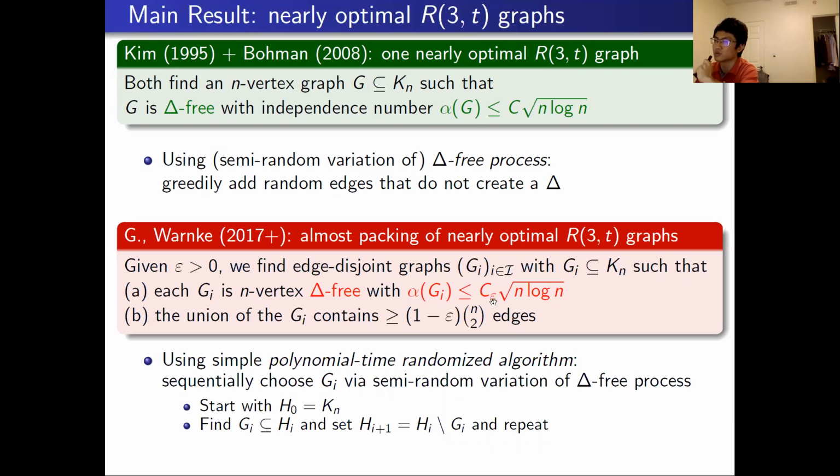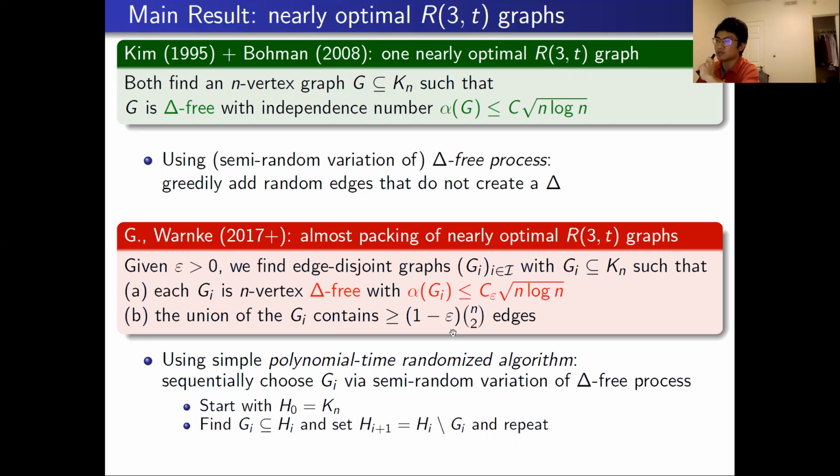So this graph behaves like the graph found by Kim and Bowman. And secondly, the collection of such graphs satisfies that the union of the graphs G_i in this collection contains at least a 1 minus epsilon fraction of the edges of the complete graph K_n. So instead of finding just one nearly optimal R3T graph, you find almost a packing of such graphs.